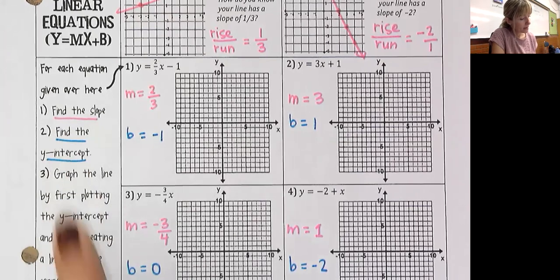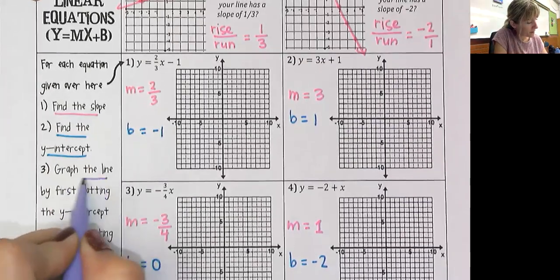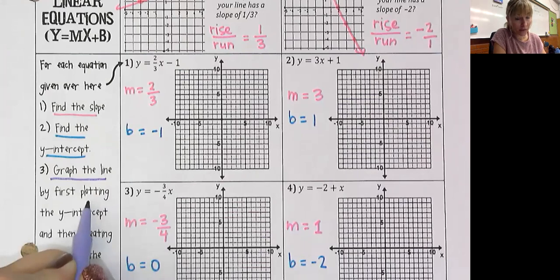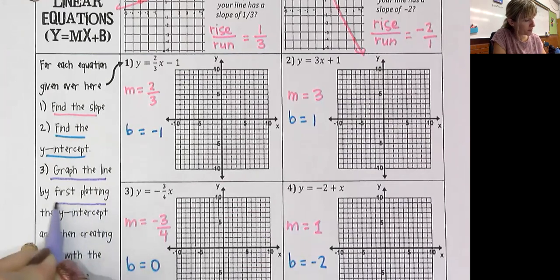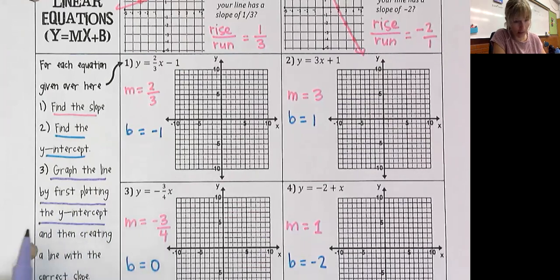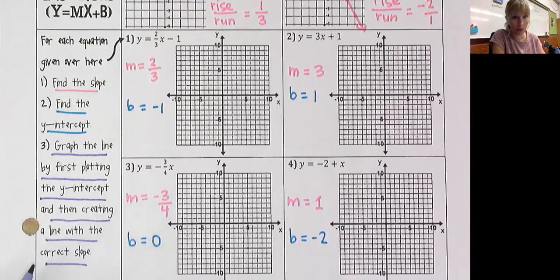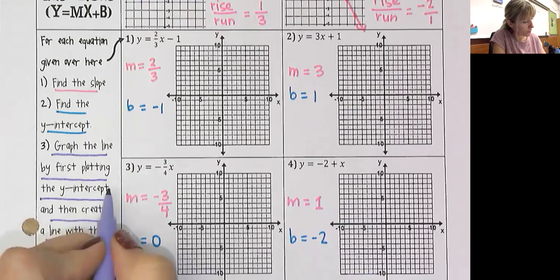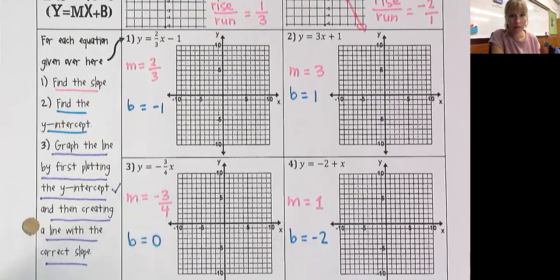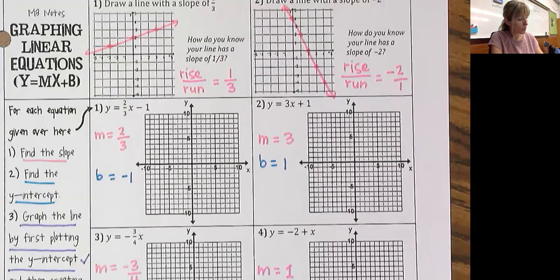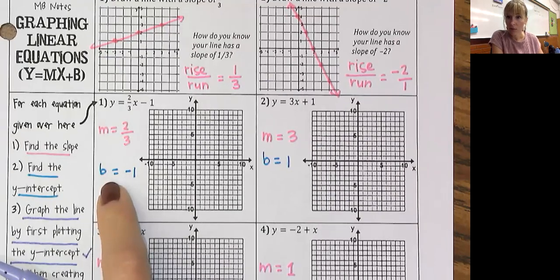But now step number 3 is graph the line by first, this is really important, first plotting the y-intercept and then creating a line with the correct slope. So we start with the y-intercept. Which one's the y-intercept? Oh, the b. We start with the b value. That gives us our location.